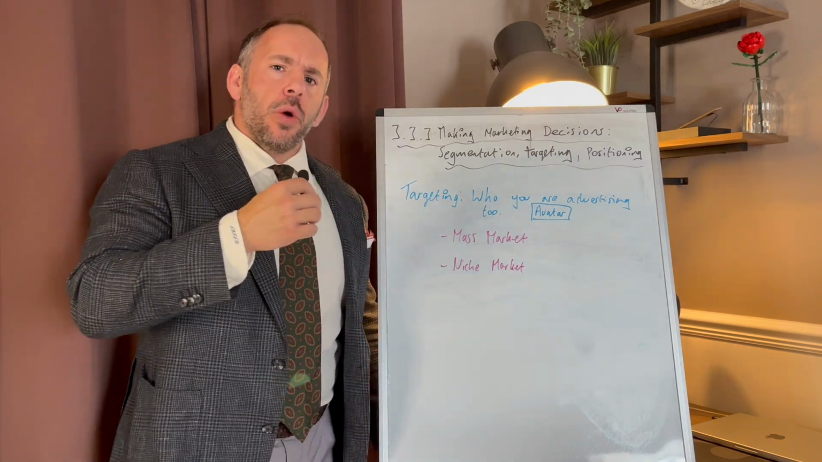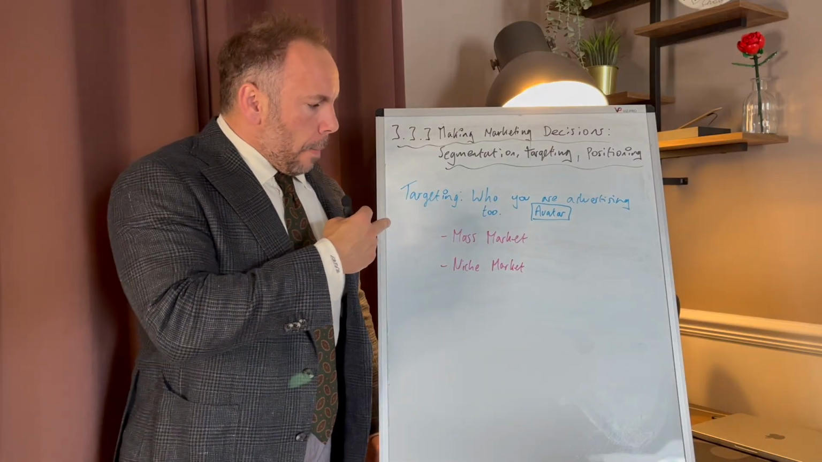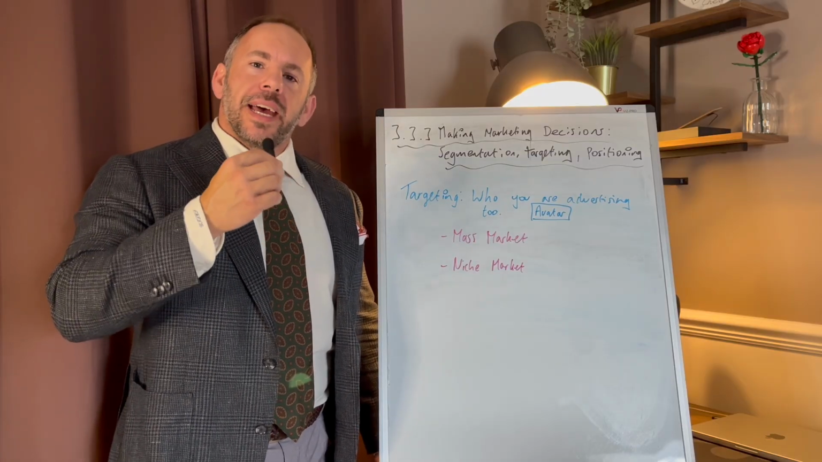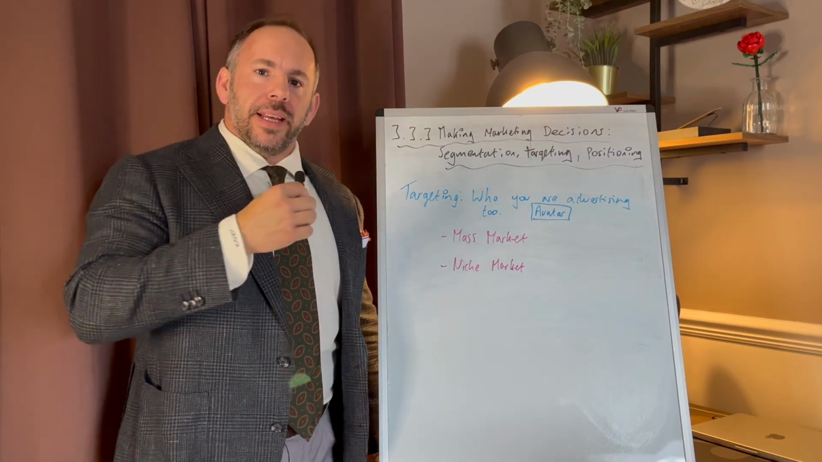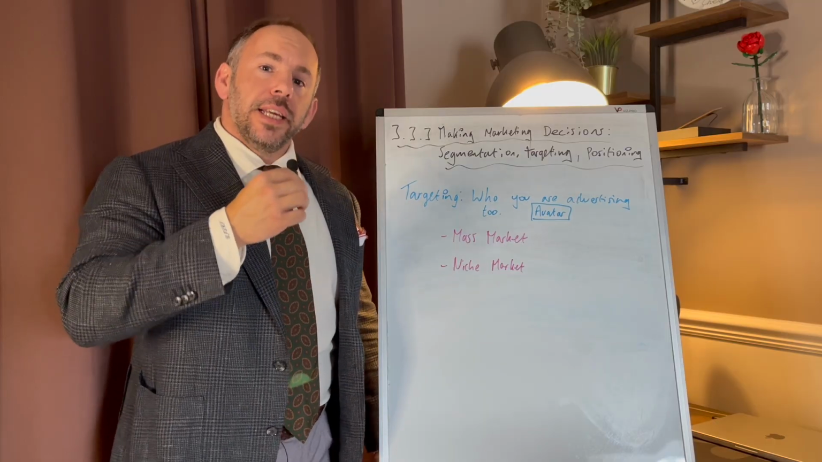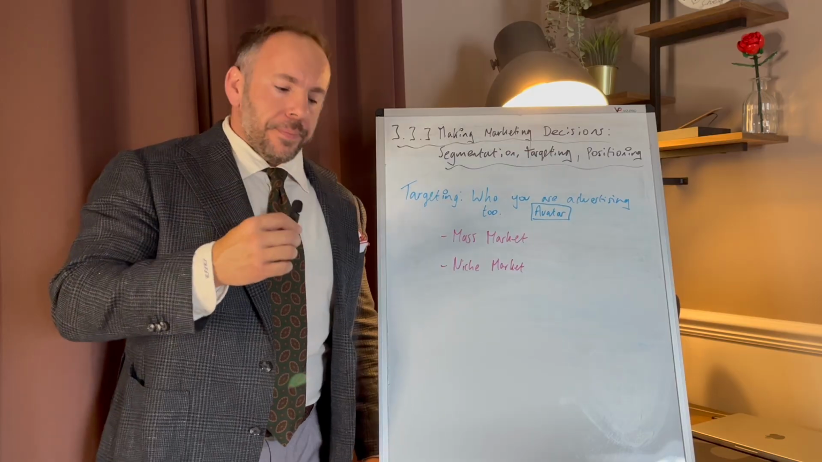Now, we can go a step further than that, and then we could target via market as well, because we might have our perfect customer, but they exist in various markets. So they exist in mass markets, i.e. the general population, and then they exist in niche markets. So these are a subsector of the mass market.